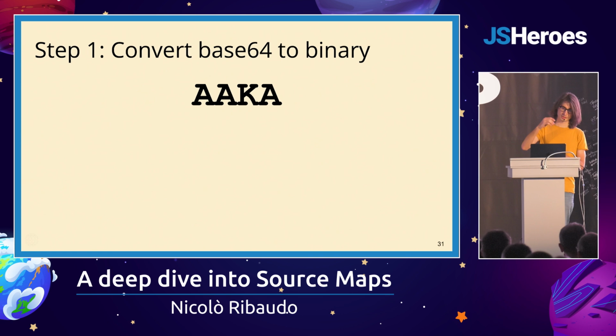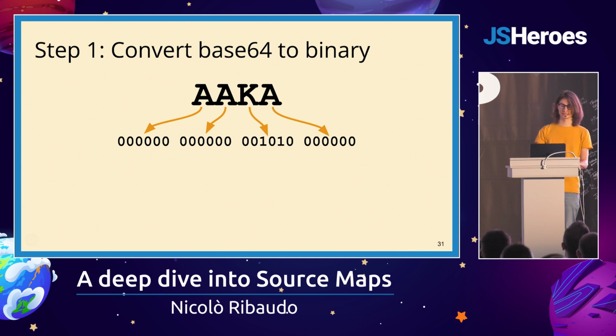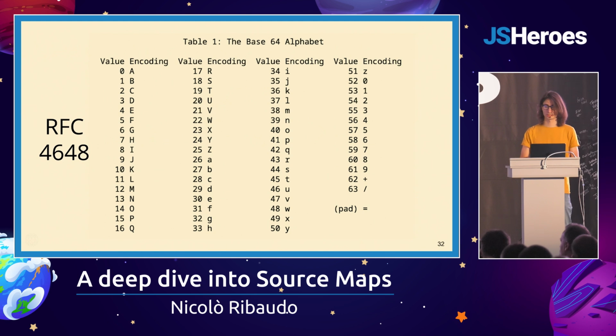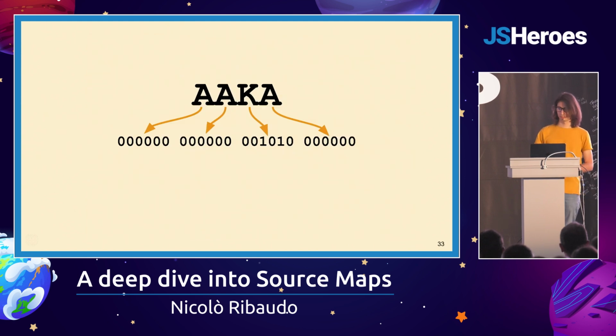So to decode this, the first thing we need to do is convert it from base 64 to binary. In this specific case, A means 0 and K means 0, 1, 0, 1, 0. I'm not just coming up with random numbers. There is actually a standard base 64 encoding in RFC 4648. This is the same type of encoding that's used when you try to base 64 encode a binary file, for example. It uses uppercase letters, lowercase letters, numbers, and then plus and slash. So we converted our base 64 into binary.